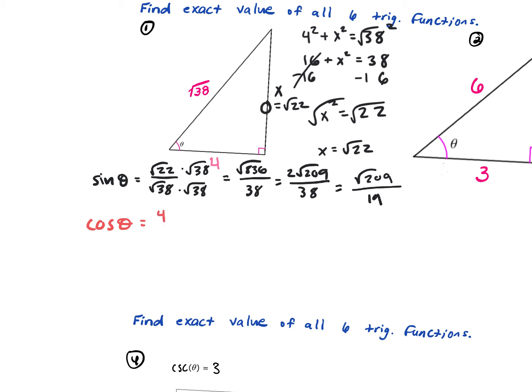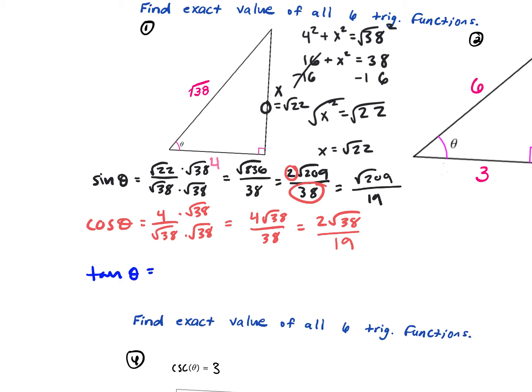Adjacent over hypotenuse, so 4 over square root 38. Wait, how did you get the denominator again? The 19? 2 and 38 simplify. Oh, okay. So times square root 38 on the top and bottom. This would be 4 root 38 over 38, and then I can divide both of these by 2. So it would be 2 square root 38 over 19. Next, I have tangent. Tangent is opposite over adjacent, so square root 22 over 4.